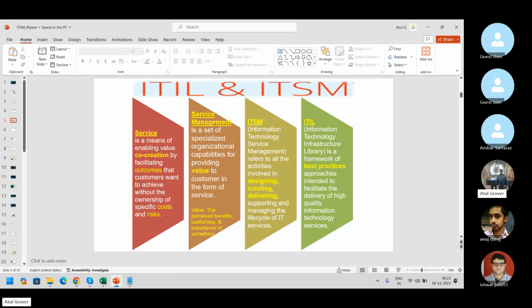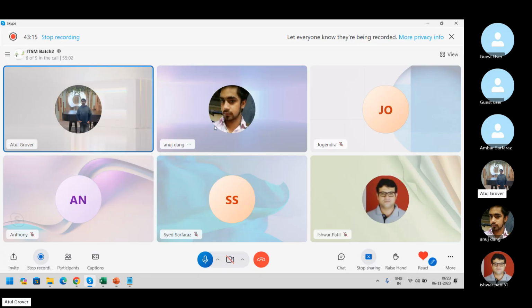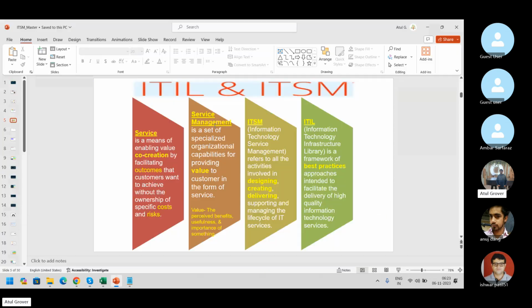Now what is service management? It is building specialized organizational capabilities that can provide value to the customer in the form of services. If I take Anush out of this training, because he is more interested in the coding part, Yogendra, Anthony, maybe Khalda, maybe Ishwar and myself are not interested in coding at all. That is the meaning of specialized organization.